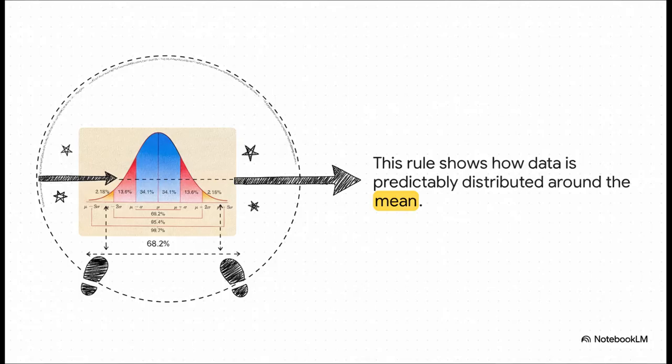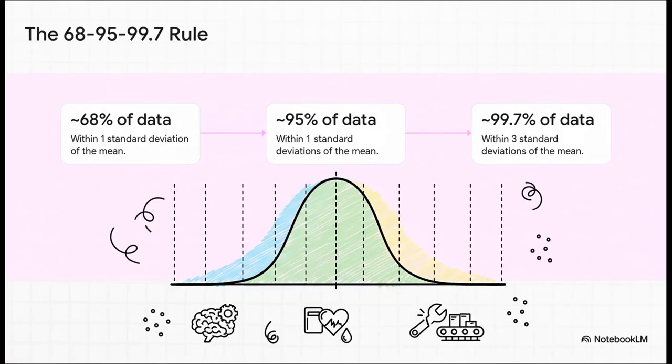Here's how it works. You start at the center, at the mean. If you take one big step, that's one standard deviation, out to the left and to the right, you've just captured about 68% of all the data. Now take two steps out in both directions. Boom, you've now accounted for 95% of the data. And if you go three steps out, you're at 99.7%. That's pretty much everything. And this predictable pattern is what makes it so useful.